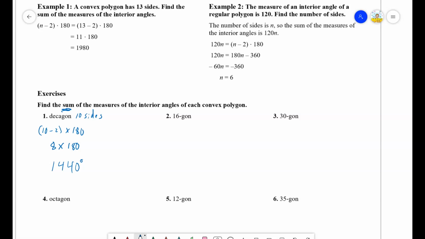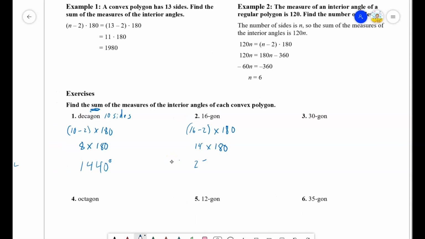A 16-gon. We don't really have a fancy name for that. We just know it's 16 sides. So we're going to take 16 minus 2. That's how many triangles we'd have. That would be 14 triangles, and multiply that by 180. That's 2,520 degrees.